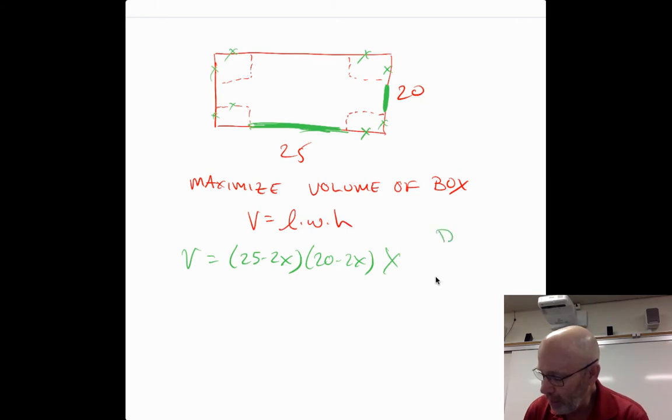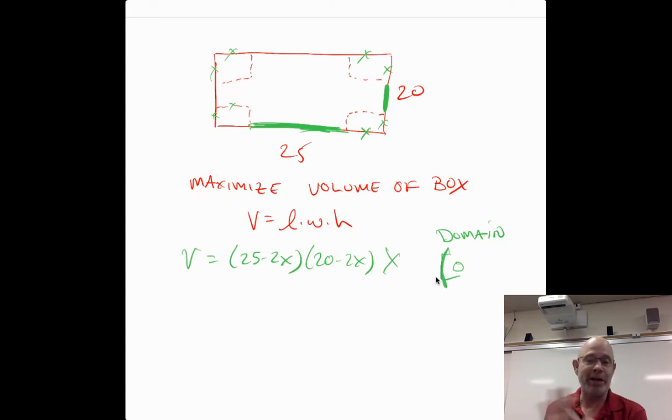So domain, always really important. Since I've picked x to be my variable, the smallest x can possibly be is 0. And it really is probably an open 0. Not really important. You can check those endpoints anyway. It's probably not 0, right? Because then there's no box. I can't fold it up. And the other endpoint is, I think, 12 and a half. The reason it's 12 and a half is that long side is 25, so I can't cut any more than 12 and a half out and make a box for the same reason.